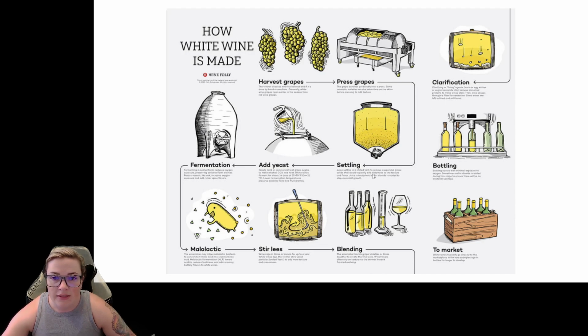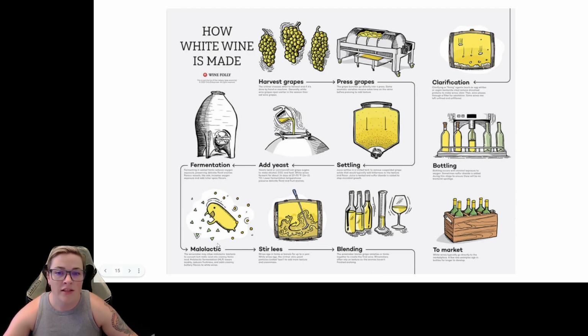Then it gets pressed into a tank where it gets settled. There's a lot of sediment and particulates from harvest, right? After it's settled, you could rack it or you could add yeast right away. So this is your primary fermentation, right? So yeast is converting sugar to alcohol again, right?